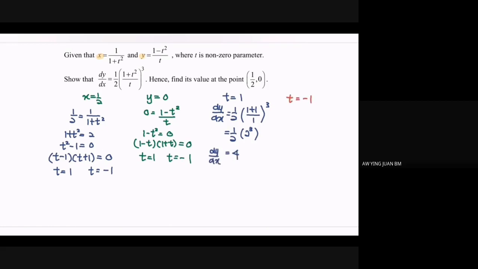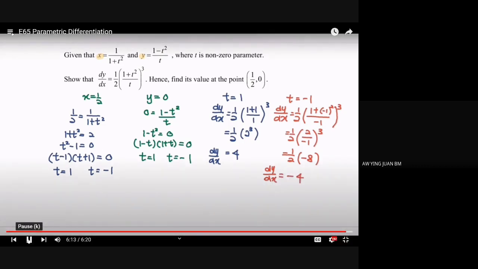So for this case, if the value of t is equal to negative 1, the first derivative will be 1 over 2 bracket (1 plus (negative 1) to the power of 2) over (negative 1) to the power of 3. So in here, we will have 1 over 2 bracket 2 over negative 1 to the power of 3. So we will have 1 over 2 bracket negative 8. So finally, the first derivative value will be equal to negative 4 if t is equal to negative 1.